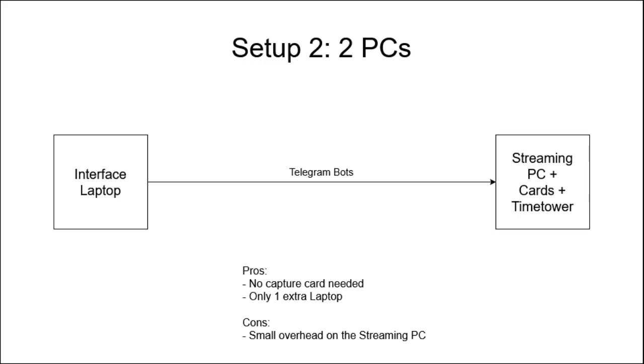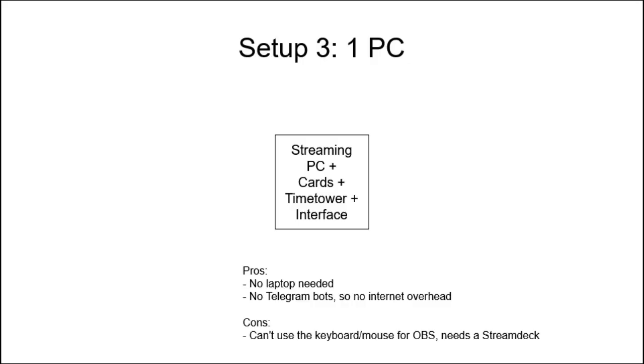And the advantage is that you only need one PC for the interface, but the con is that your streaming PC may have a bit of overhead. And then you have the third setup, which is kind of a one PC setup. So there is a 3, a 2, and this is one PC. In that case, you don't have an interface laptop because everything is going through the main streaming PC.